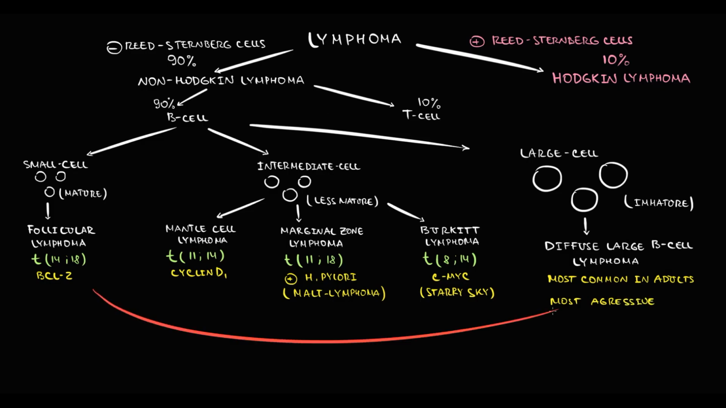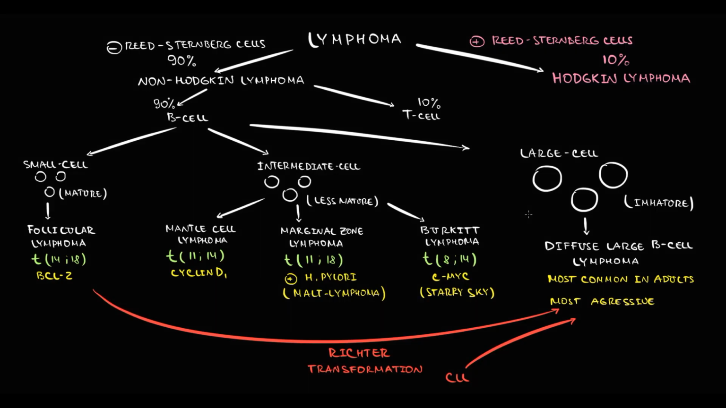Now, a high-yield connection that the exam loves to test. Both small-cell lymphoma and chronic lymphocytic leukemia can transform to diffuse large B-cell lymphoma. We call this process Richter transformation. Here's the concept. Chronic lymphocytic leukemia is a disease of mature small B lymphocytes that accumulate in the blood and bone marrow. It's indolent, slow. Patients can live with it for years.